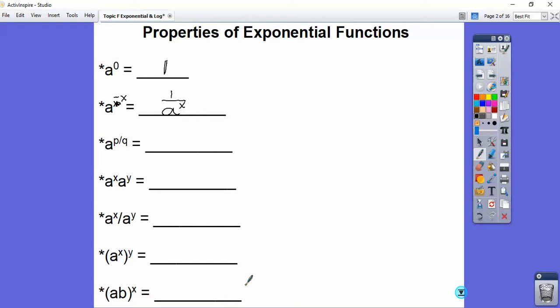Okay, third one. If you have a fraction, how can you rewrite that? You're thinking subtraction. When you have a fraction, it turns into a radical. The denominator goes outside your radical, and the numerator can either go under or outside, whichever way you want to write it.